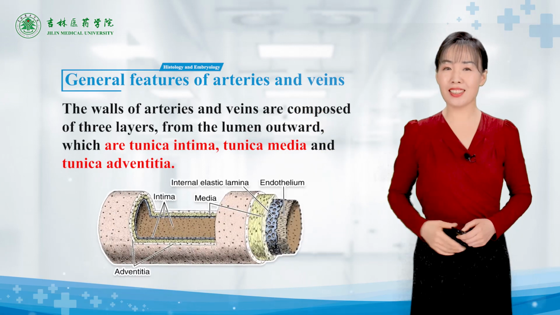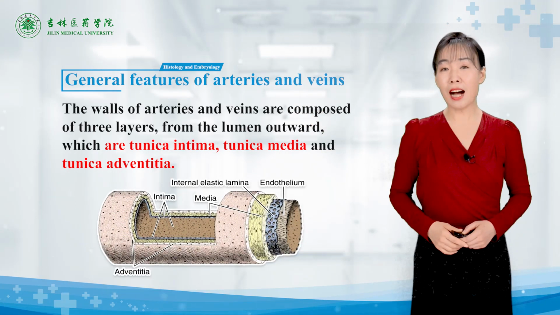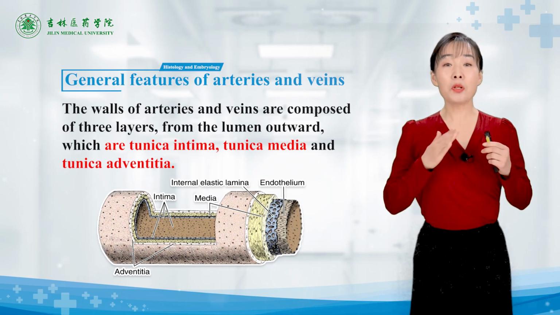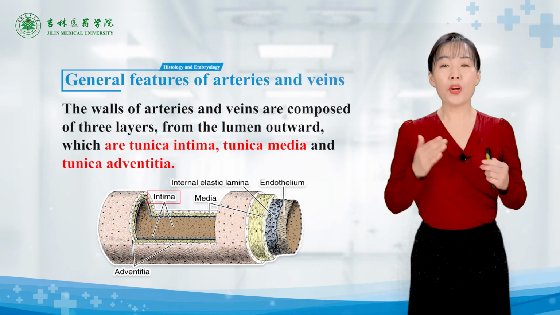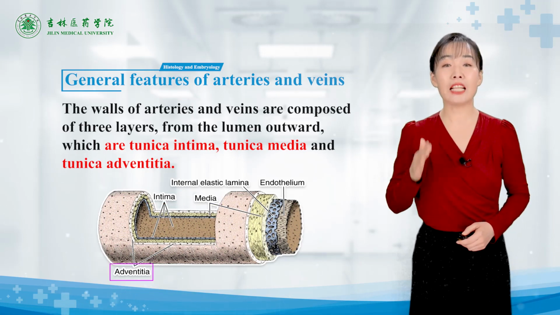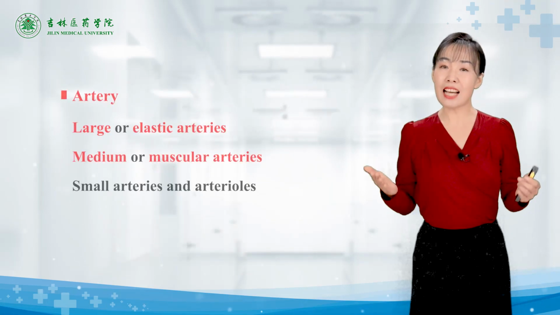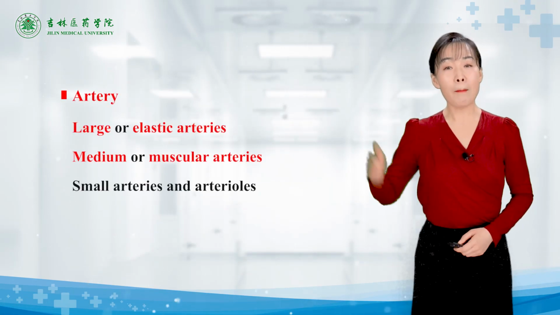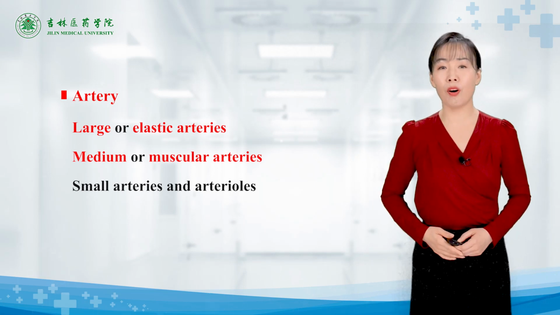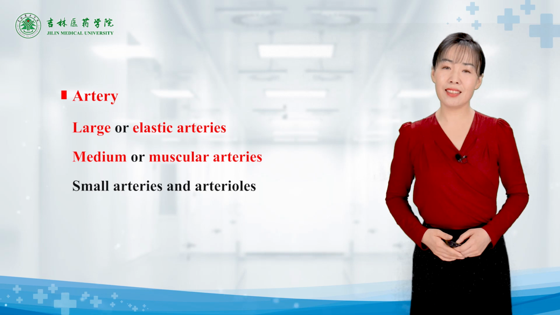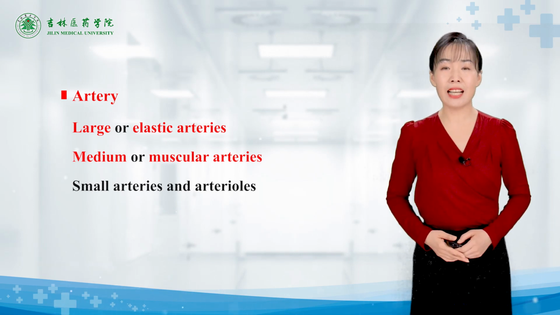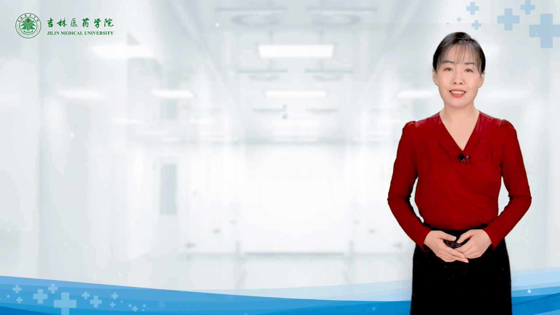Blood vessels. The walls of arteries and veins are composed of 3 layers, from lumen outside, which are tunica intima, tunica media, and tunica adventitia. Let's study artery firstly. About arteries, we should pay more attention to the change rule of tunica media, because in arteries, the change of tunica media is the most distinct.